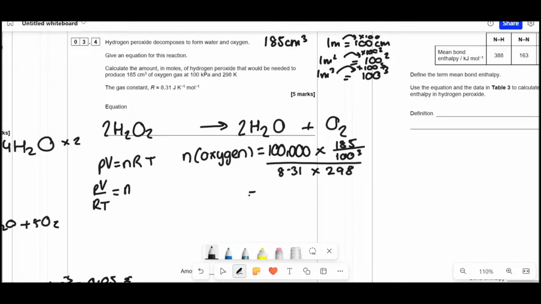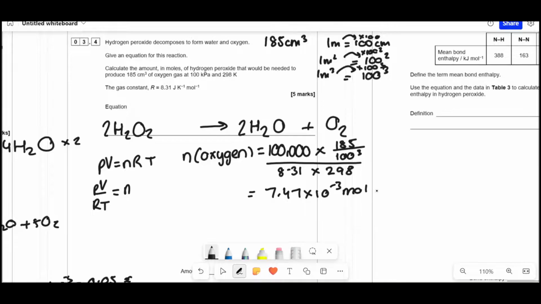Because this only works when it's in Kelvin. So if we do that, it's 100,000 times 185 over 100 cubed, divided by 8.31 times 298. That gives you 7.47 times 10 to the minus 3 moles.